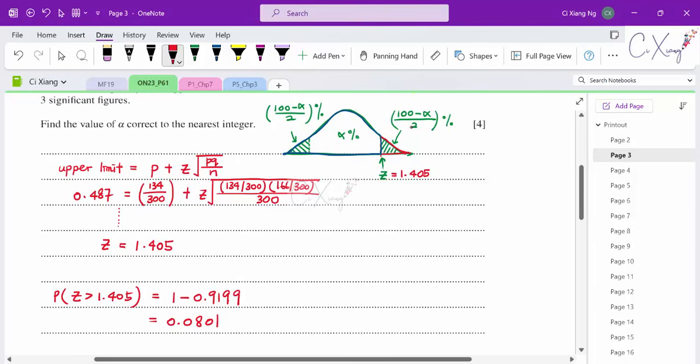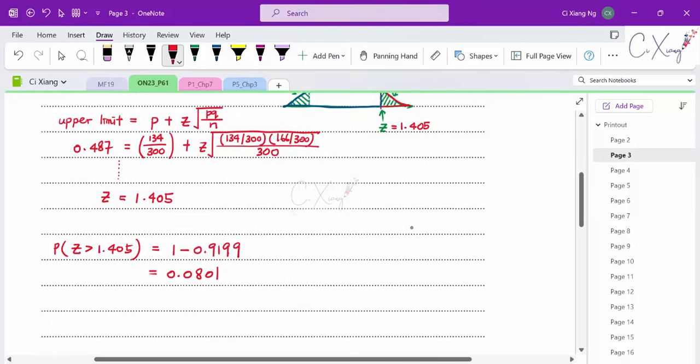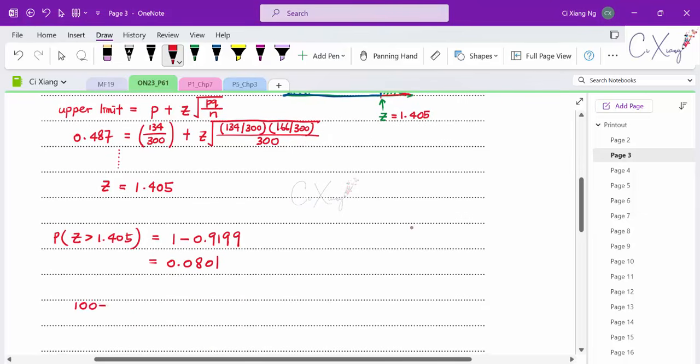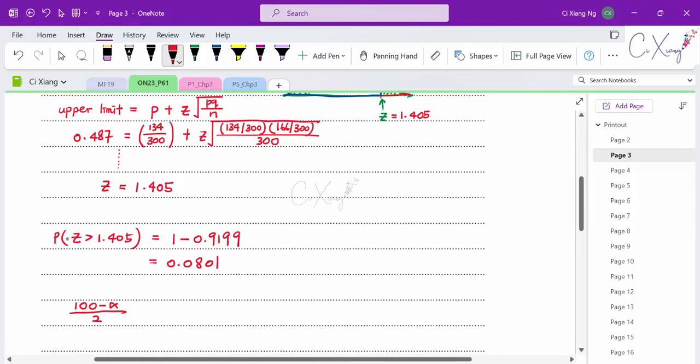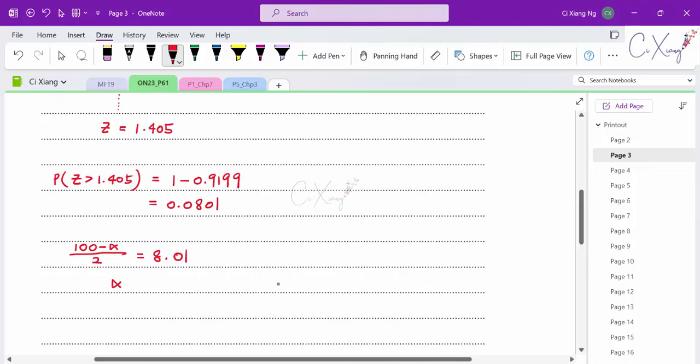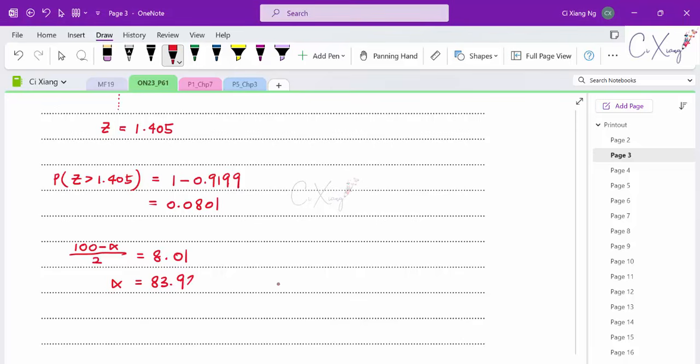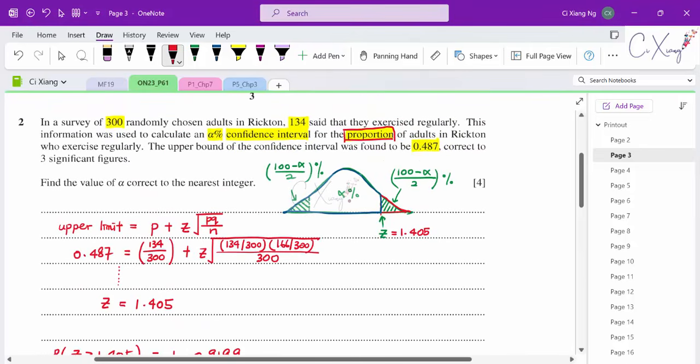So this area is (100 minus alpha) divided by 2. Therefore, now I want to compare (100 minus alpha) divided by 2. Because alpha is in percentage, when you want to compare it with the probability here, you have to convert this probability into percentage as well. So it should be 8.01. Then when you move all the numbers to the other side, you'll get 83.98. So your alpha is actually 83.98%. Okay, so the confidence level for this confidence interval is basically 83.98%.